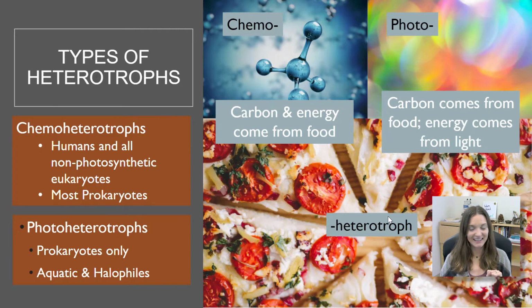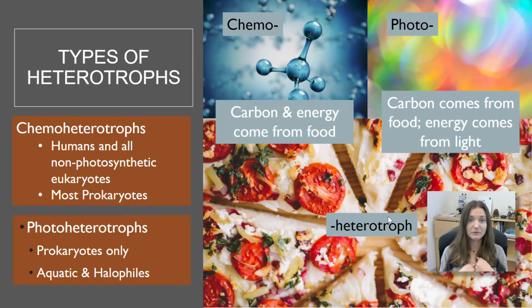Okay, so some halophiles, so organisms that live in very salty environments, where halo means salt and phile means to love, would be photoheterotrophs. And again, we only see these in prokaryotes, only a very small portion of prokaryotes. So their energy comes from the sun, but their carbon, their organic matter, comes from the food that they eat.